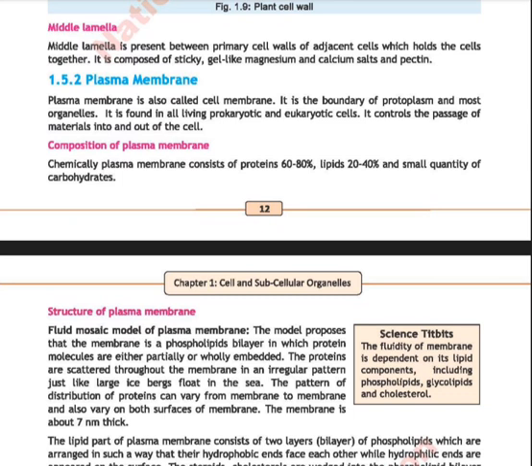Middle lamella. The middle lamella is present between the primary cell walls of adjacent cells, which holds the cells together. It is composed of a sticky gel-like magnesium and calcium salt of pectin.